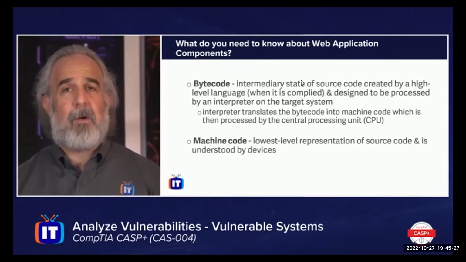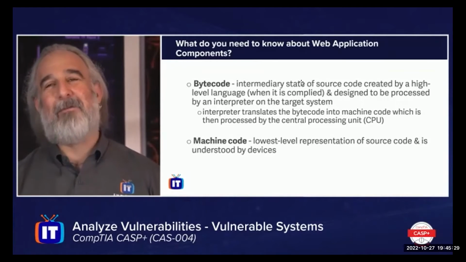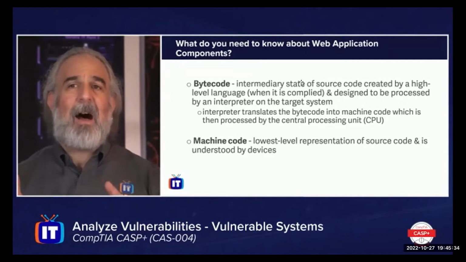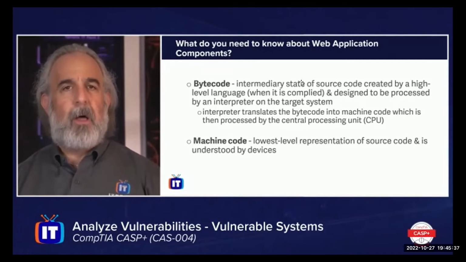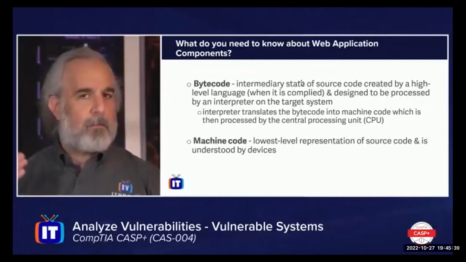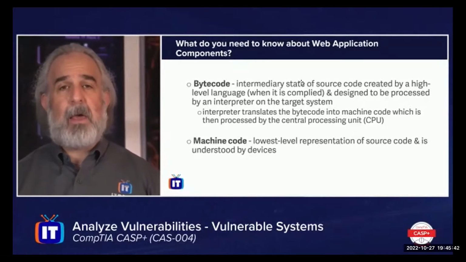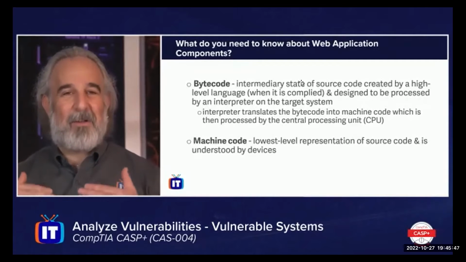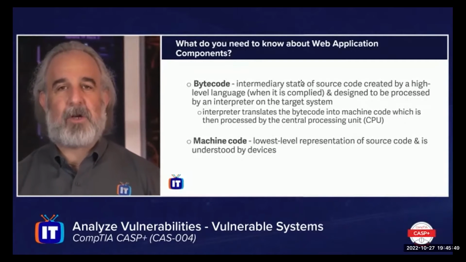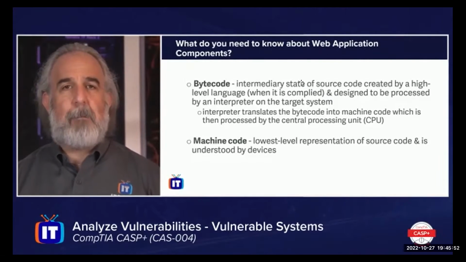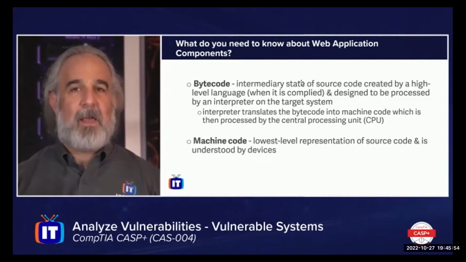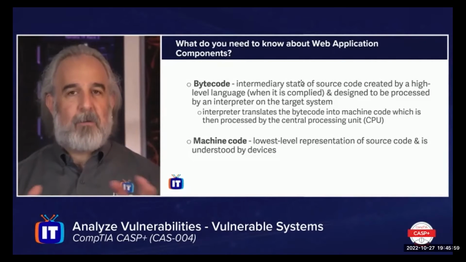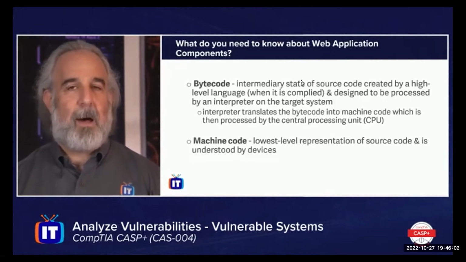But bytecode is the intermediary state of what we call source code. This is designed to be processed by an interpreter on the target system. The interpreter is a program that will translate bytecode into machine code. So it's good to know that bytecode is earlier in that cycle of how we consume and understand code and create functionality through execution. Bytecode is interpreted, translated into the appropriate machine code for that particular system, the combination of hardware and software that forms that system and is operating.